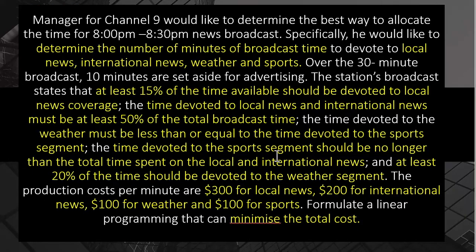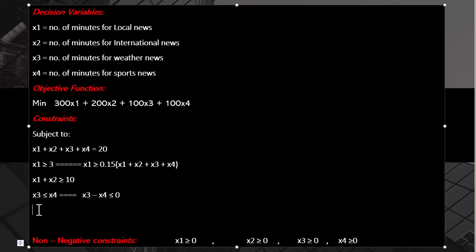Time devoted to the sports segment should be no longer than the total time spent on the local news and international news. So we can write x4 is not greater than x1 plus x2. Or we can write x4 minus x1 minus x2 less than or equal to 0.